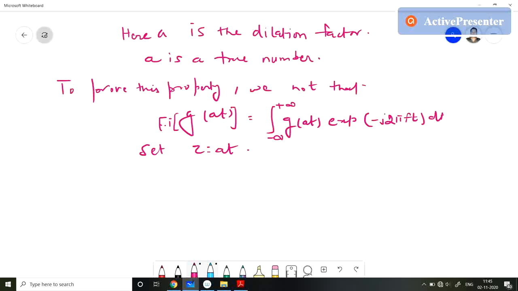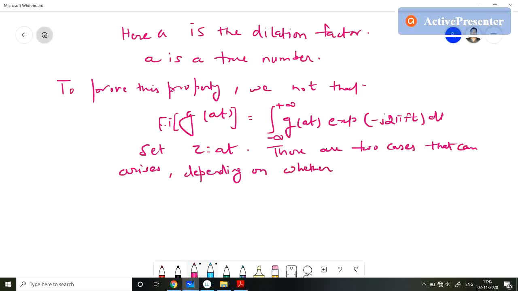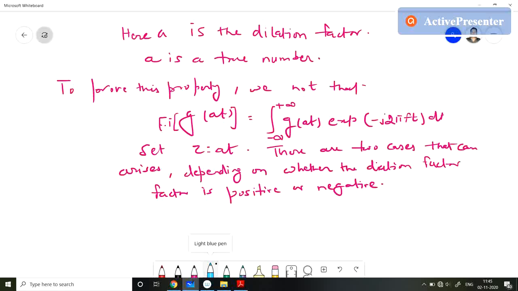So there are two cases that can arise, depending on whether the dilation factor a is positive or negative. So let us discuss first.